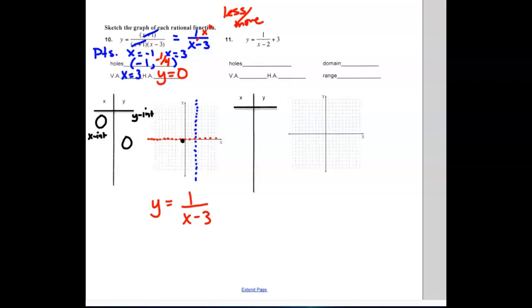if we put a 0 in for x, we end up with 1 divided by -3, or -1/3. So that is going to be the y-intercept. I'm crossing the y-axis here at -1/3.